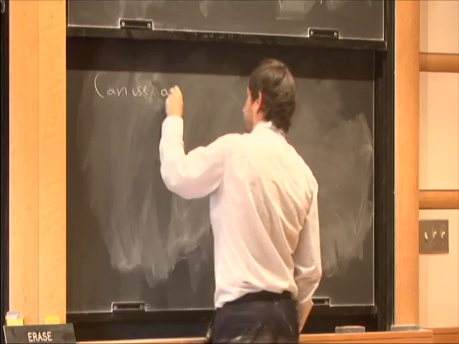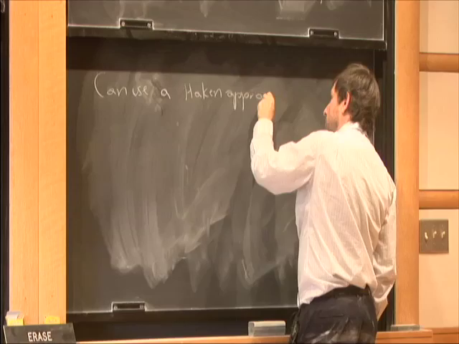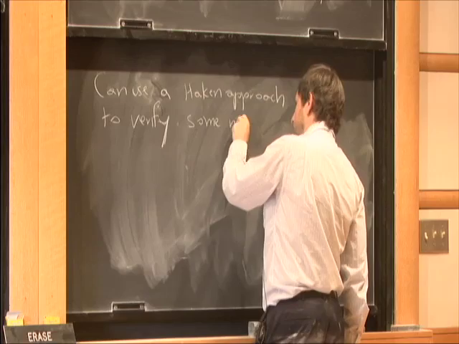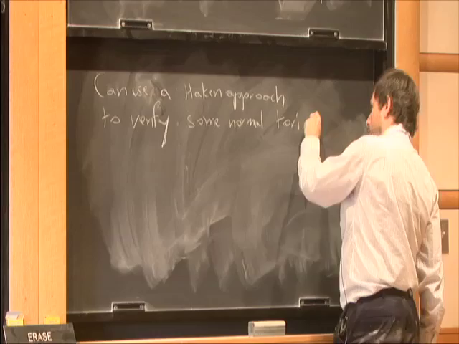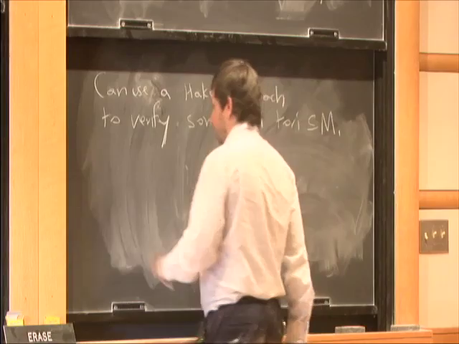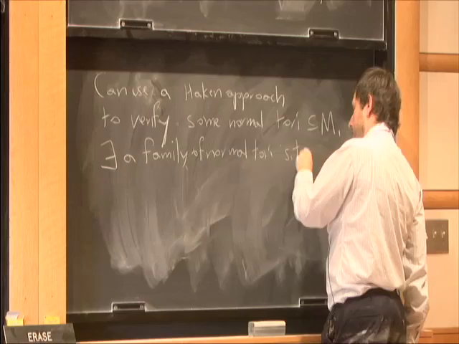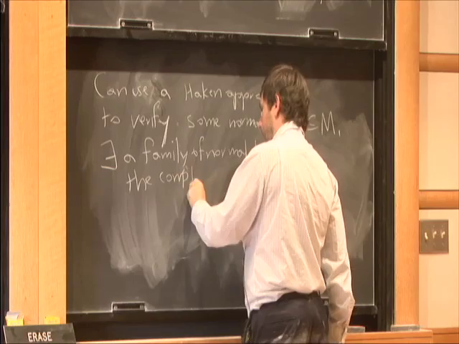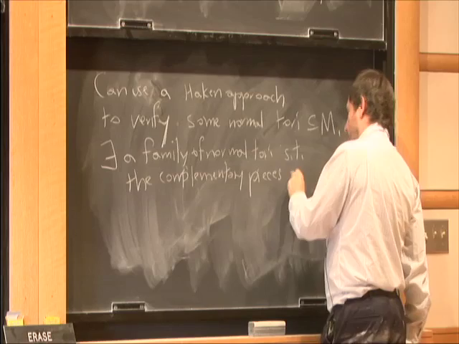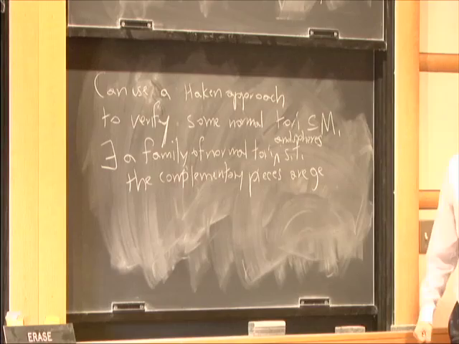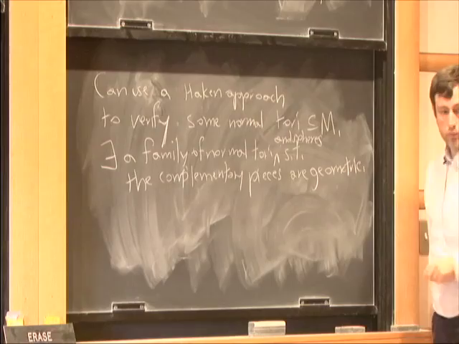So you can use a Haken approach to verify some normal tori in M. Okay. And there exists a family of normal tori such that the complementary pieces are geometric tori and spheres. And actually, it's a little ironic. You don't need to worry about the spheres, but you could. Are geometric. Okay.